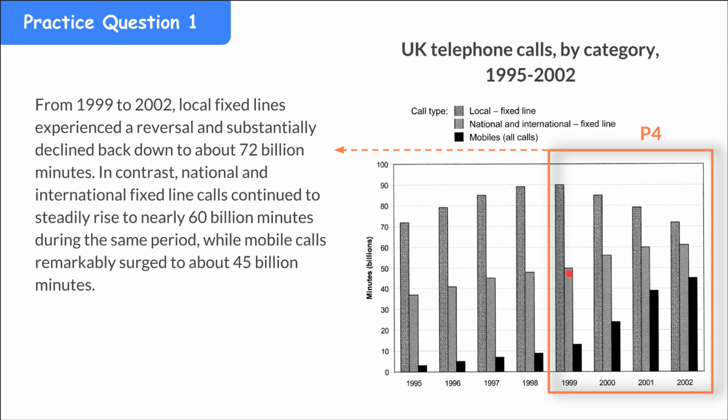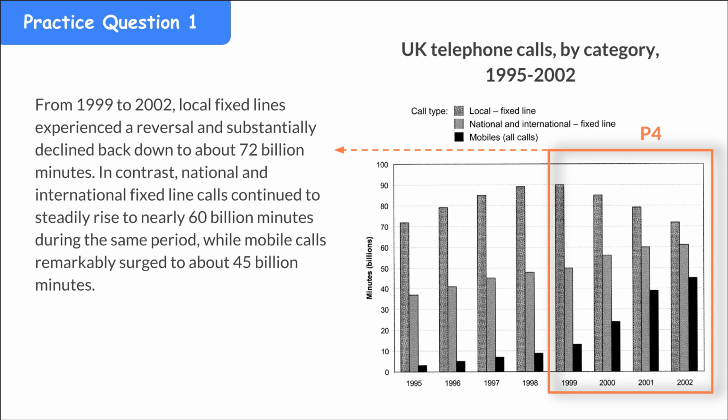So here, we're saying that while local fixed line calls experienced a reversal and started declining, national and international fixed line calls continued to steadily rise. And they steadily rose up to nearly 60 billion minutes during the same period. And at the same time, mobile calls had remarkably surged to about 45 billion minutes. Here, we're using the phrase remarkably surged to show that mobile calls have experienced a significant growth. So now that we have described all the important data points in the second half of our bar graph, our fourth paragraph is now complete.